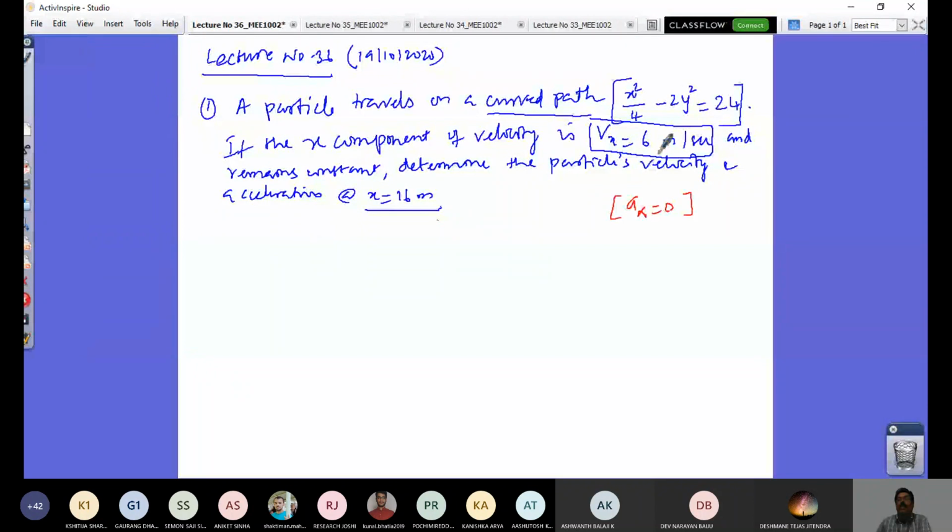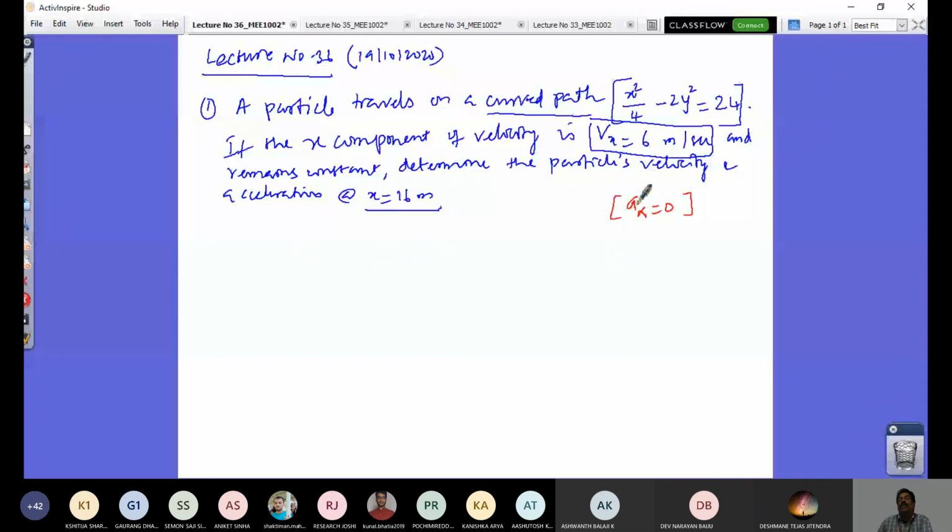What is Vx? It is the velocity component along the x direction, which you have already seen. That remains constant, so the acceleration in the x direction, the horizontal direction, is 0. Now determine the particle's velocity and acceleration at x equal to 16 meters.